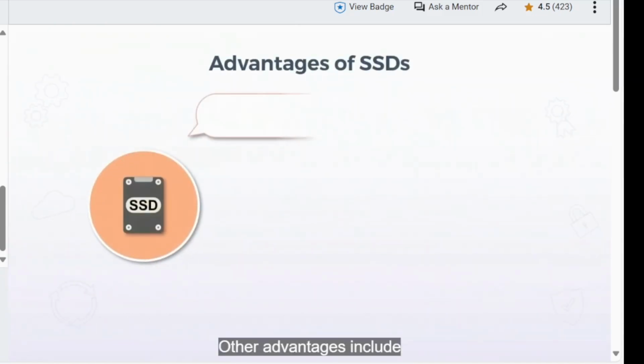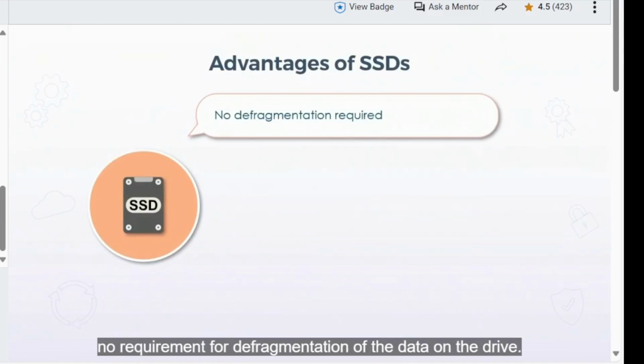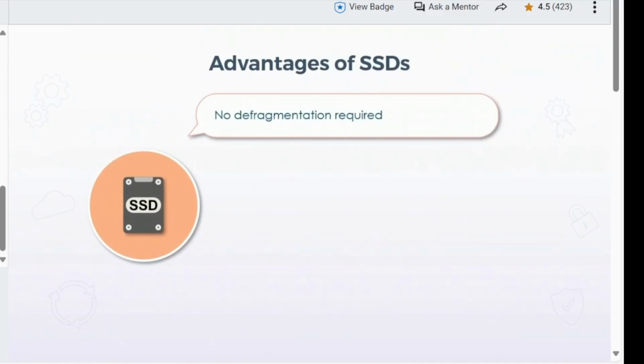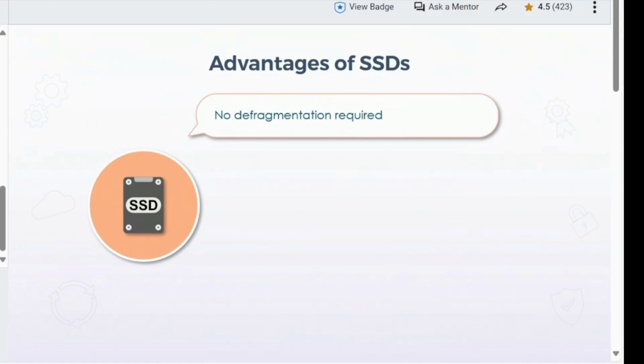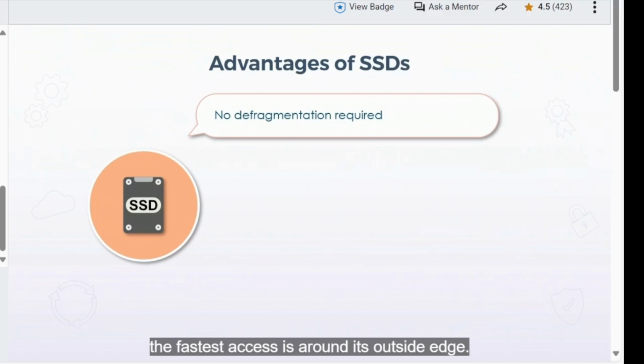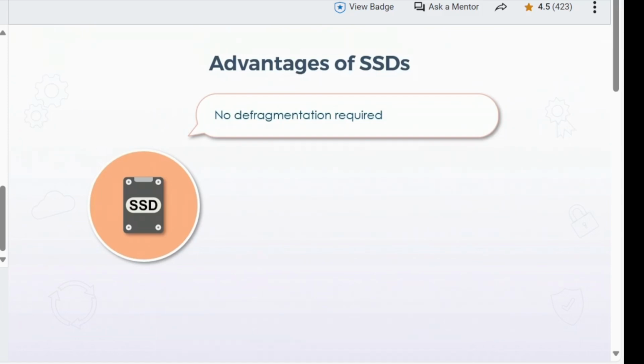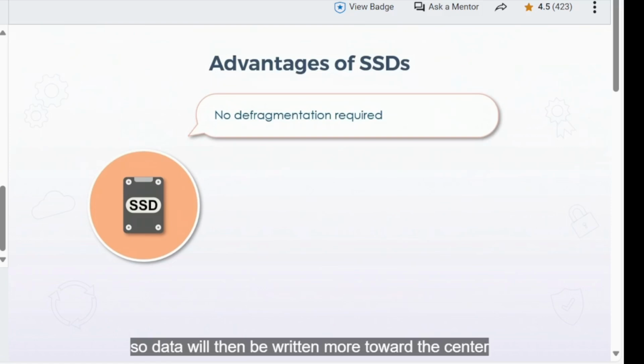Other advantages include no requirement for defragmentation of the data on the drive. Now, for those who may not have worked much with traditional hard drives, due to the nature of a spinning disk, the fastest access is around its outside edge. So data will initially be written as close to that outside edge as possible, but ultimately that space is going to fill up. So data will then be written more toward the center as space becomes more limited.